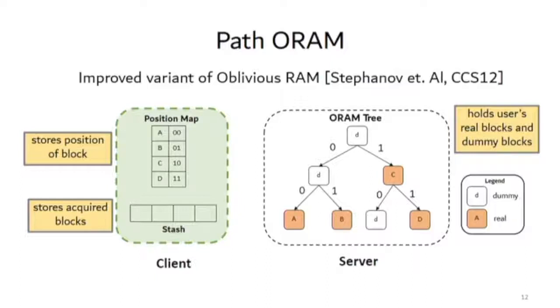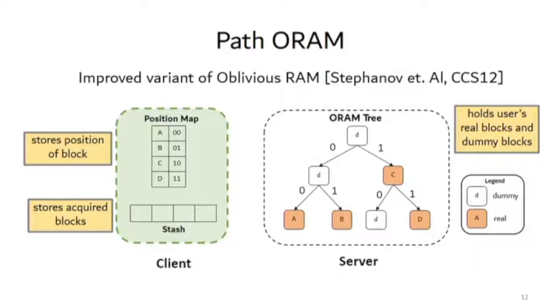And then on the client side, you have a position map and a stash. What the position map does is simply hold the position of individual blocks of the client. For example, A is stored at 0, 0. That means to access A, you have to go through 0 and 0 to get A. Whatever the path is, it's stored here. For B, again, 0, 1. It doesn't really say exactly where it's stored. It just says that this is the leaf, and you just have to access the whole path.